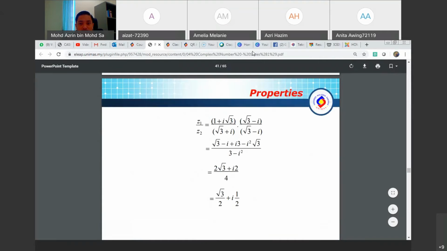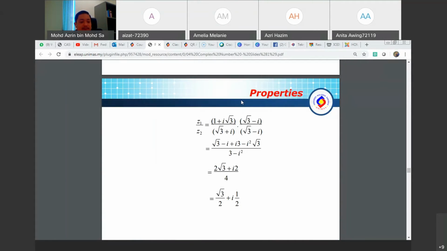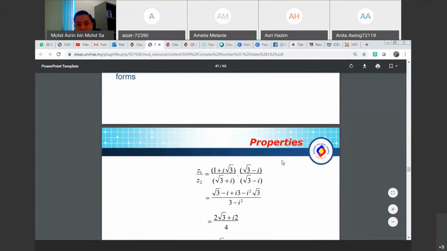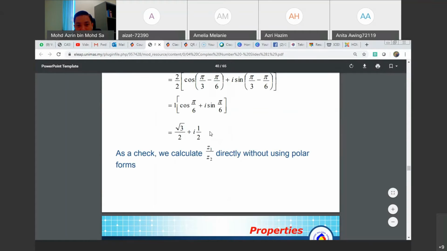Sekejap sorry ada gangguan. So then kalau you check guna Z1 over Z2 ni guna complex number saja, without using polar form, then you will get the same answer. You will get the same answer as this part.